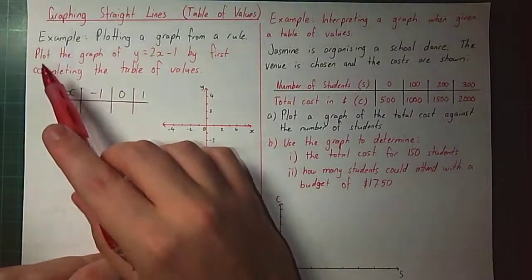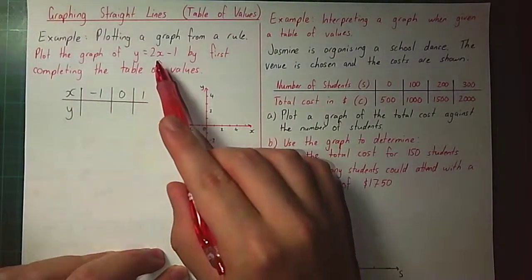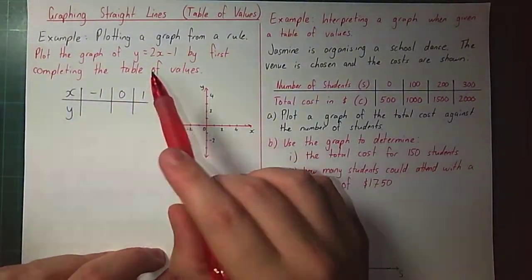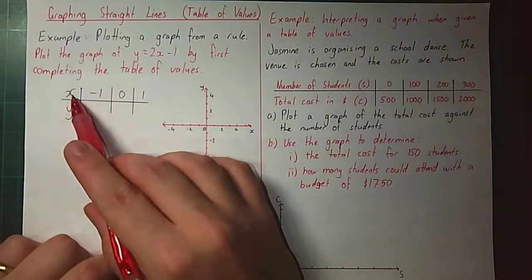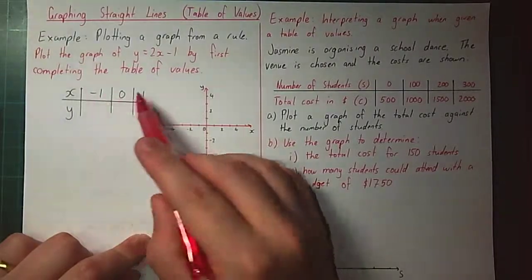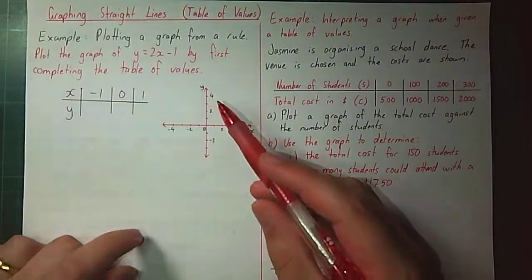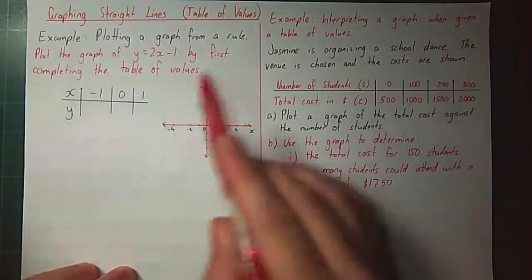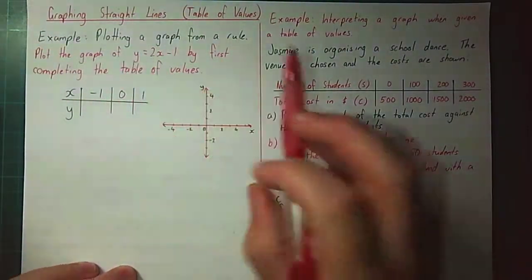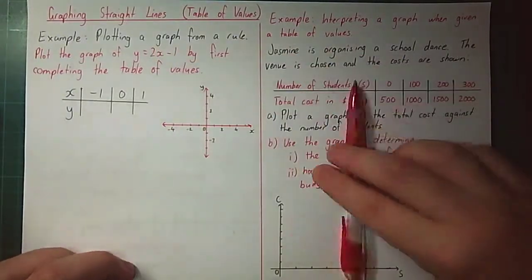Okay, so we're going to plot the graph of y equals 2x minus 1 by first completing the table of values. Here we've got a table of values given to us. It's x and y, and we've been given 3 x values that we can substitute in. When you're substituting in values in a table like this, I want you to imagine the x, of course, we draw it like this.